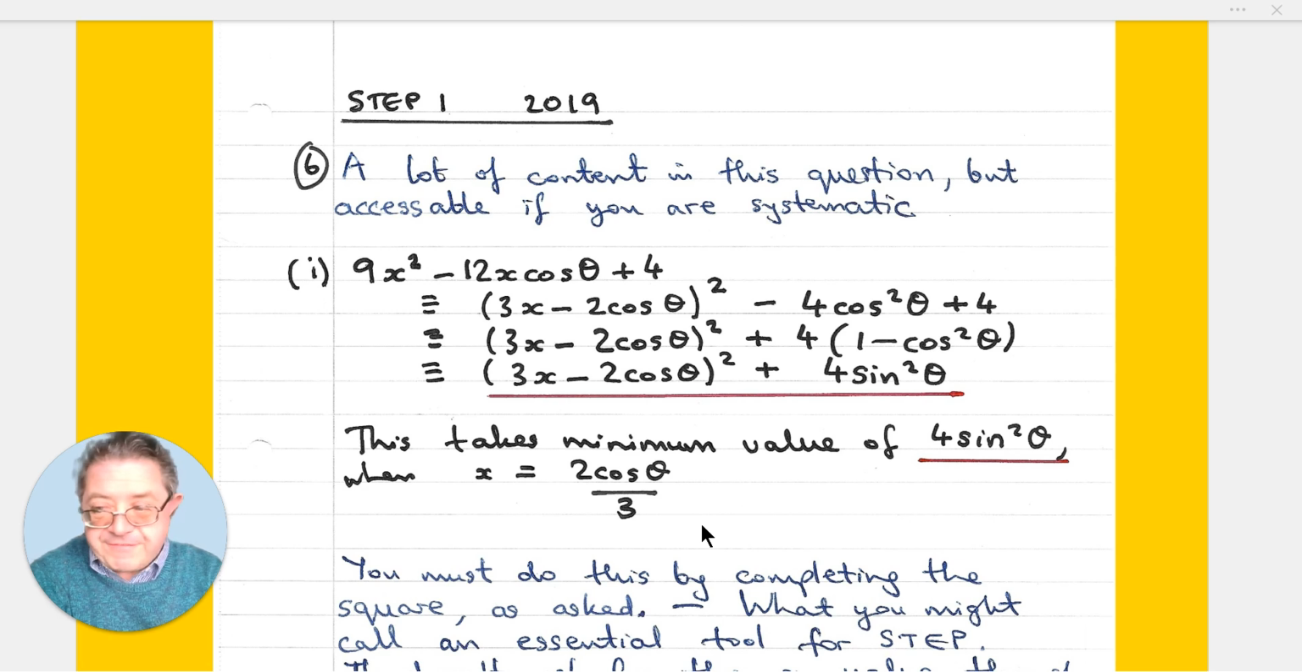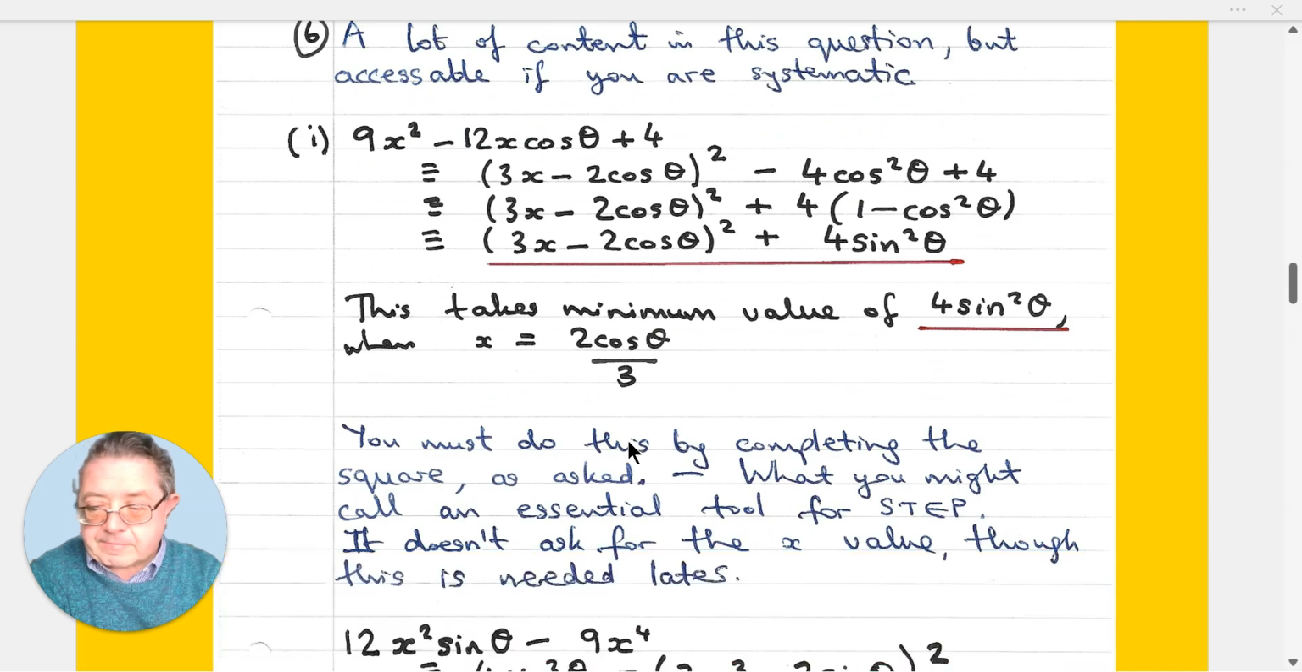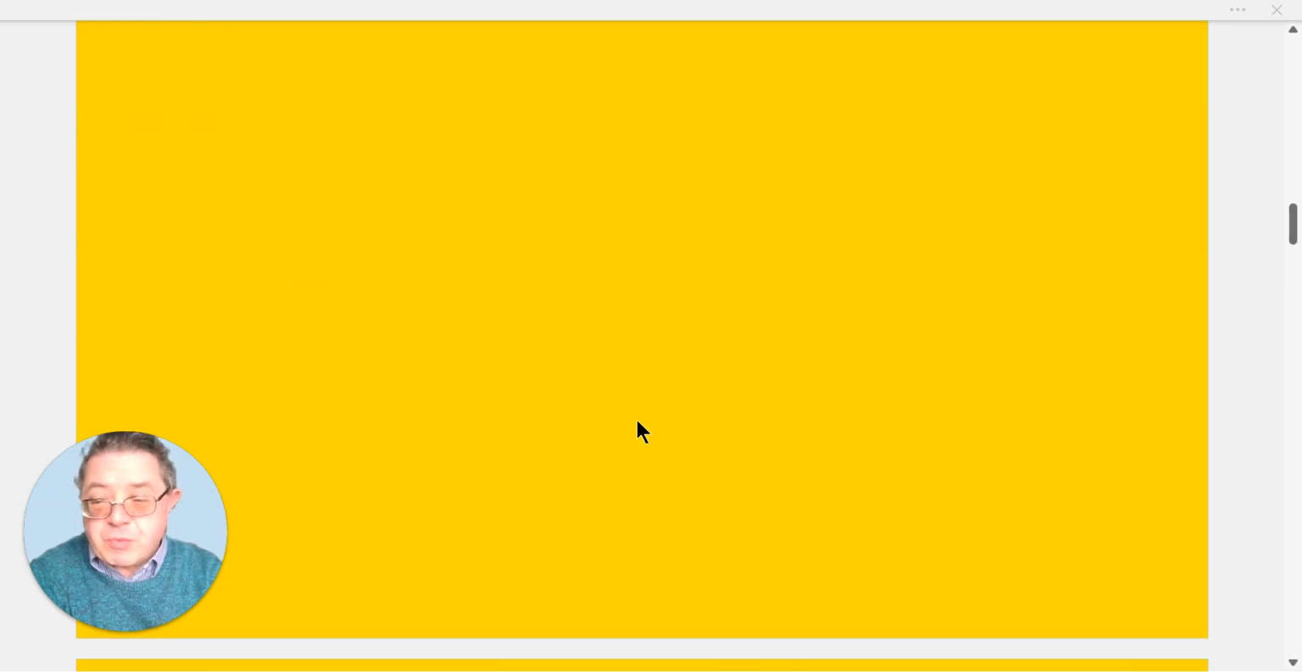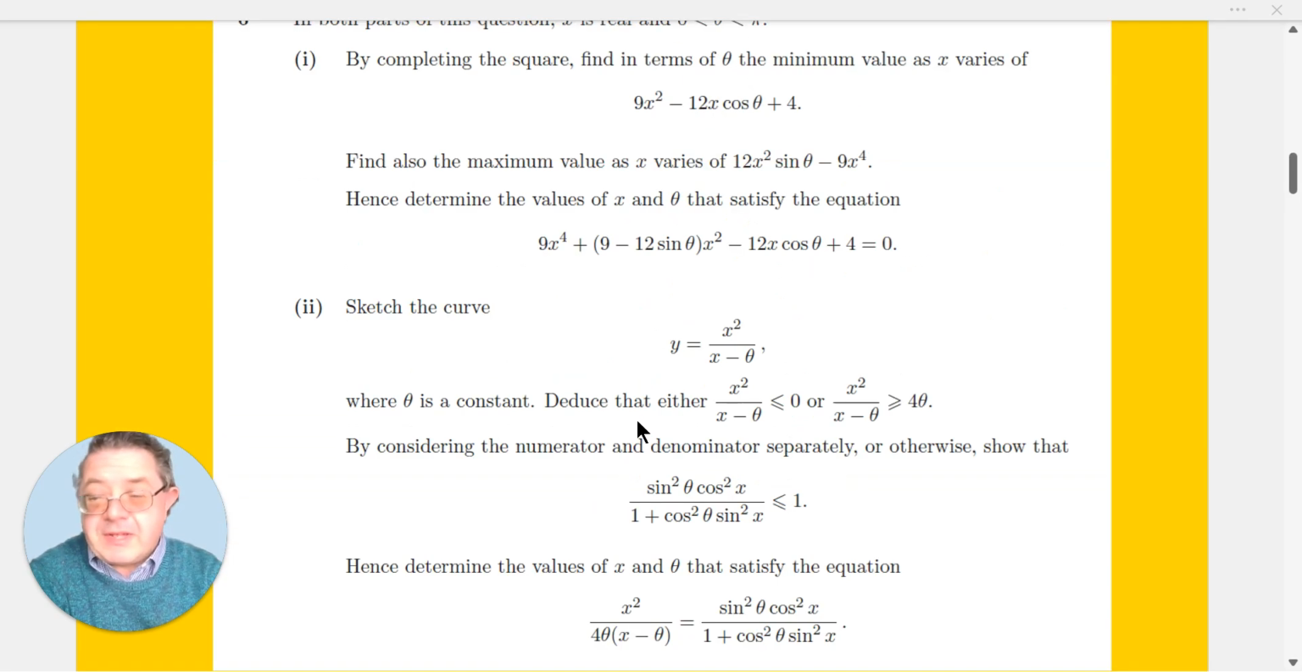Two points here. The first is, the question says complete the square, so we must do it that way, not by, for example, differentiation. The second thing is, it doesn't actually ask for the x value, although we're going to need it later in the question. Completing the square in various ways is an essential tool for STEP, so it's worth practicing that until you're really fluent.